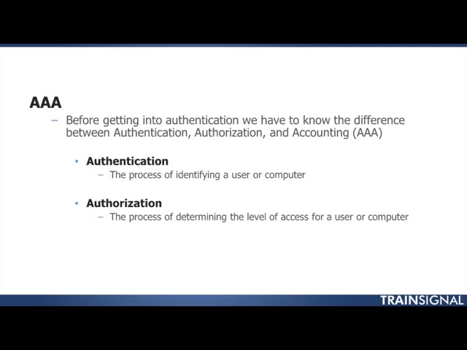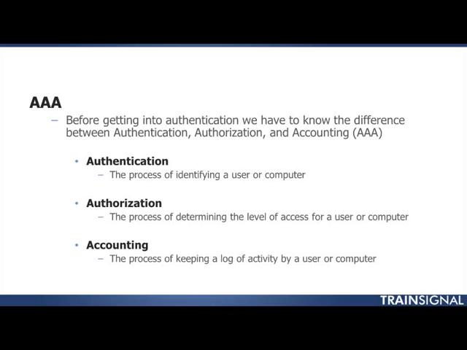From there, we can move into authorization, which is the process of determining the level of access that that user or computer has to given resources or possibly different privileges. Before we even get into accounting, you need to understand that authentication and authorization work together, but there is a difference. Authentication is just the process of identifying, and authorization is just the process of determining what that user or computer has access to and the level of access.